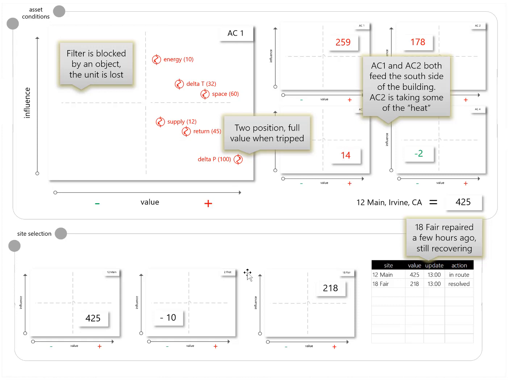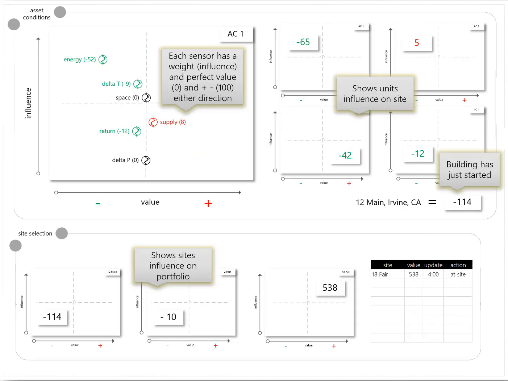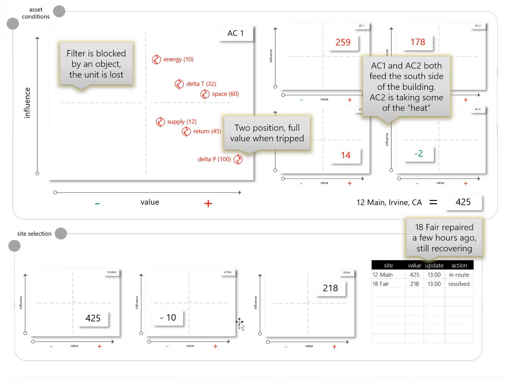Also note that 18 Fair, which previously was sitting at 538, was repaired this morning a few hours ago and now seems to be back under control as a building. We don't see the air conditioning units on anything but 12 Main Street, but we're assuming that things are getting back into control in that building, and we haven't marked it as resolved. However, it stays on the notification list until its value gets somewhere in the neighborhood of 0, and that should be adjusted as well.